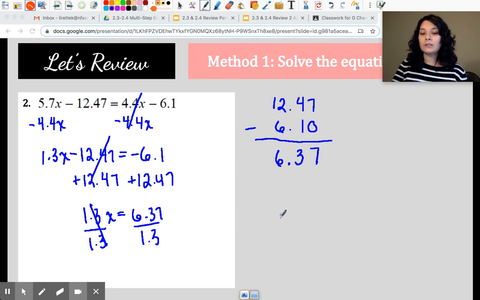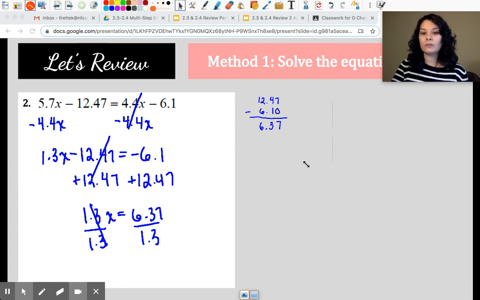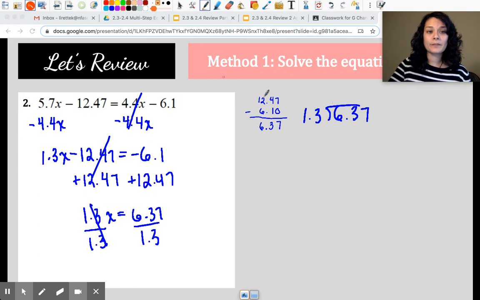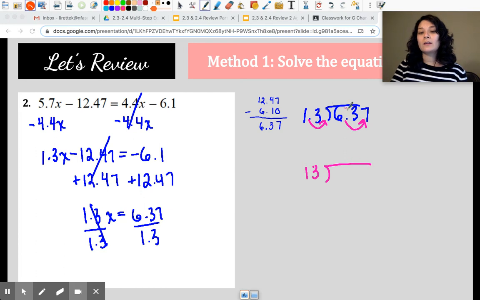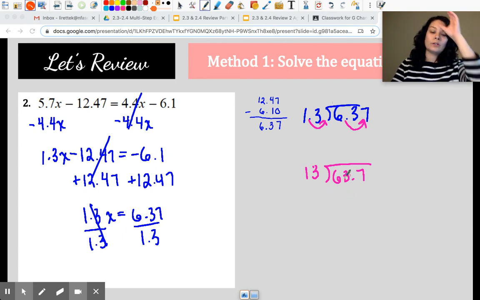So off to the side here, I'm going to do a bit of long division. I may actually try and shrink this work a little bit so it's out of the way. So I'm going to put 6.37 in the house, 1.3 goes out the door. And again, as we saw, I have to adjust my divisor so it's an integer, follow the leader in the dividend. So this becomes 13 and 63.7. So a little bit of guess and checking might be in order to figure out your quotients here.